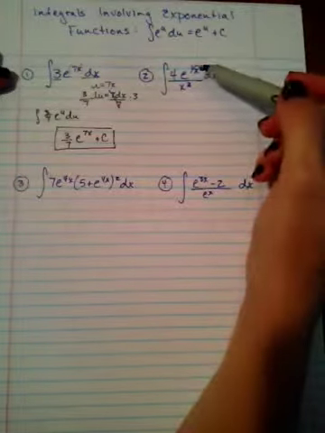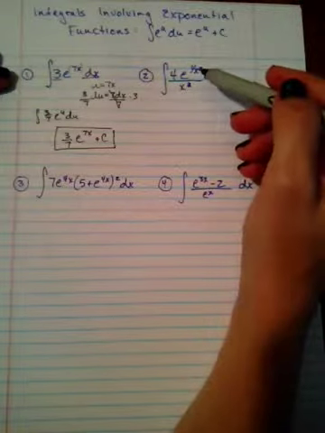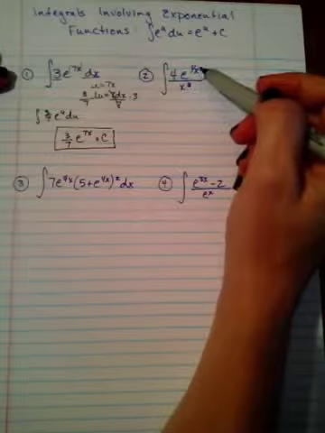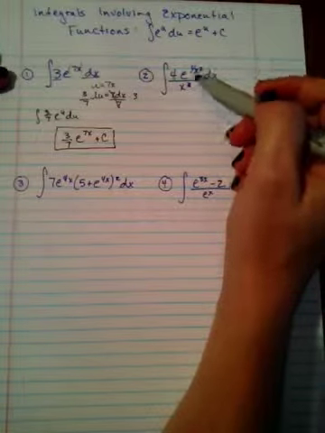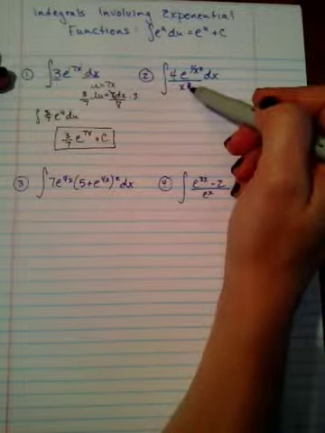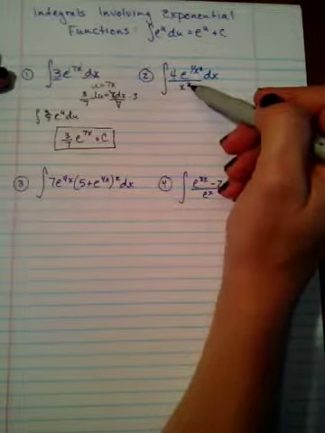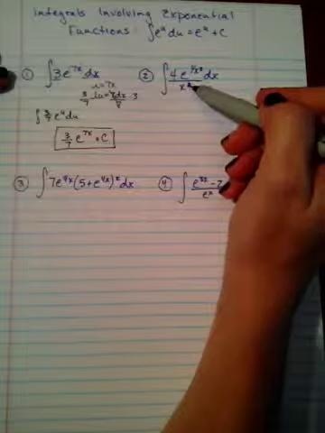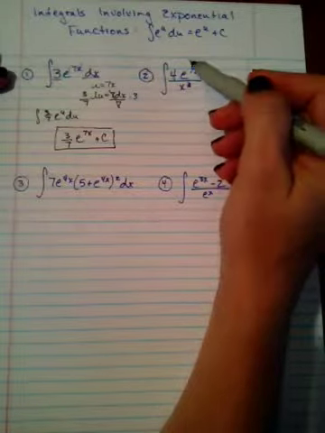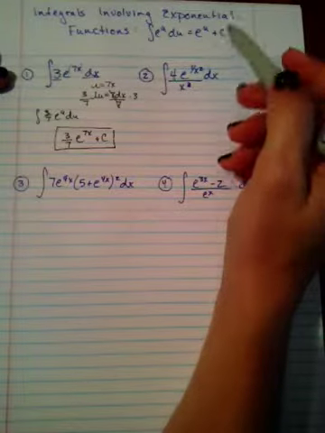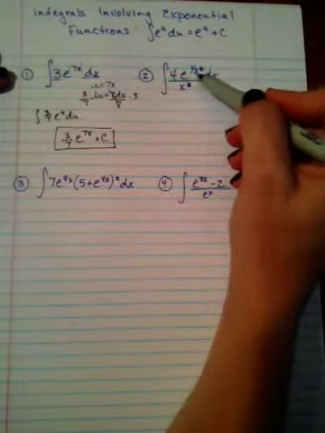For number 2, it looks slightly more complicated. It actually looks a lot more complicated, but the problem people have generally is picking the u and believing it'll work. So some people try to pick the x cubed because it looks like it has a higher power, but if you have a u as x cubed and your du is 3x squared, then you have no excuse for having this e to the 1 over x squared. So you should try the e to the power first.